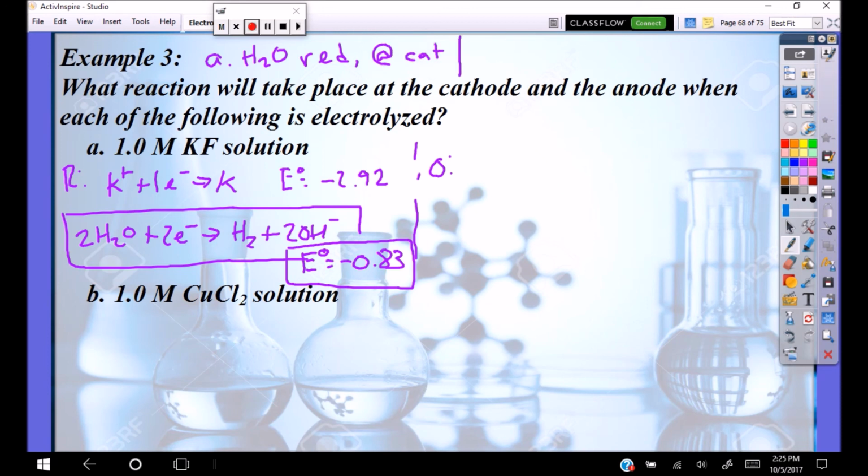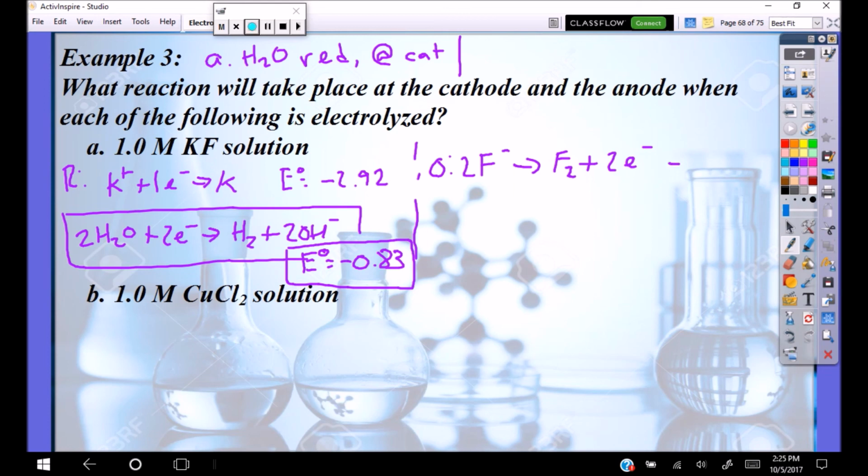And then we want to look at the other side. The other side is our oxidation. So here we have to look at F minus. We're given the half reaction F2 plus 2 electrons gives us F minus. We have to remember that's a reduction half reaction from our table. So if we flip it, 2F minus gives us F2 and 2 electrons.